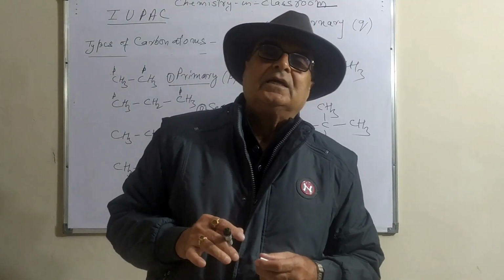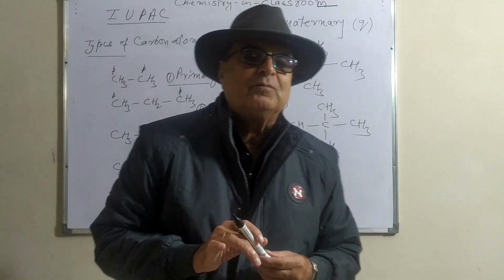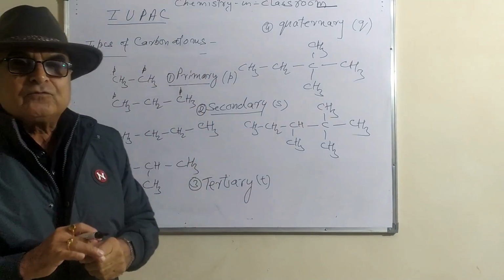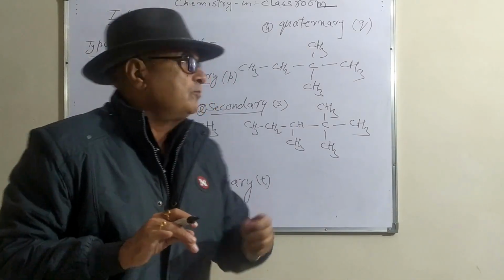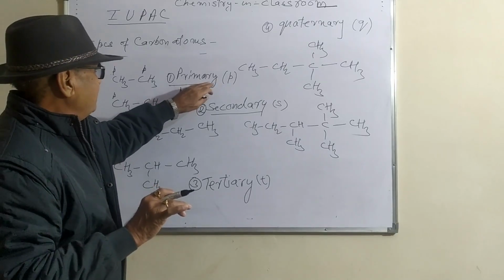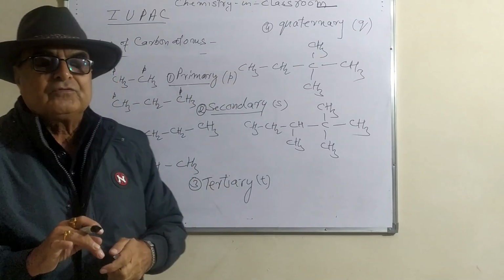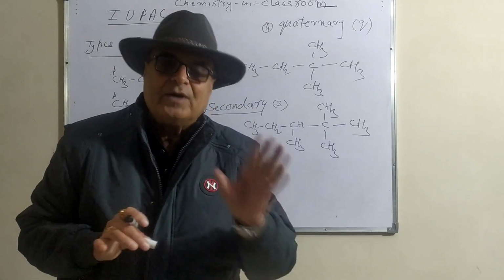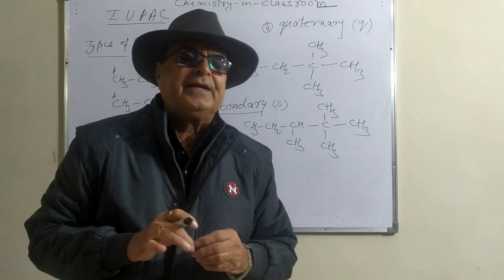Before telling the selection of the longest chain, I want to tell you about the types of carbon atoms. There are 4 types of carbon atoms. 1, primary carbon atom. The sign of the primary carbon atom will be small p. If a carbon atom is combined only with 1 carbon atom, that will be known as primary carbon atom.